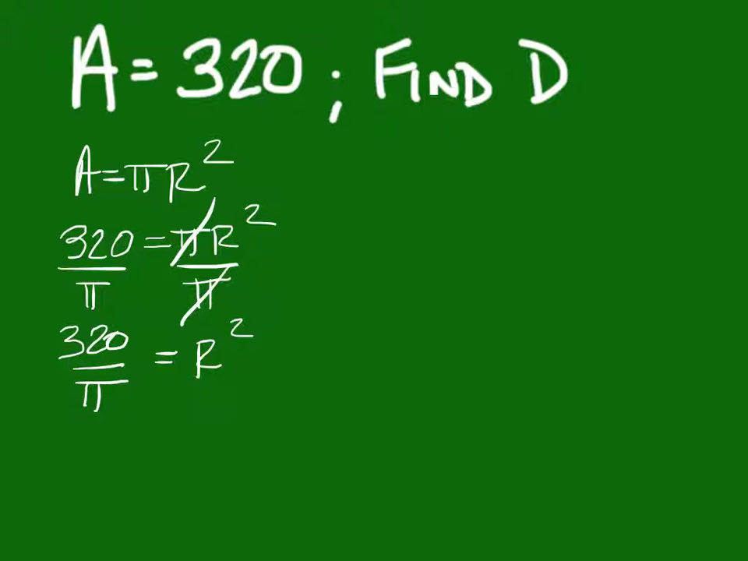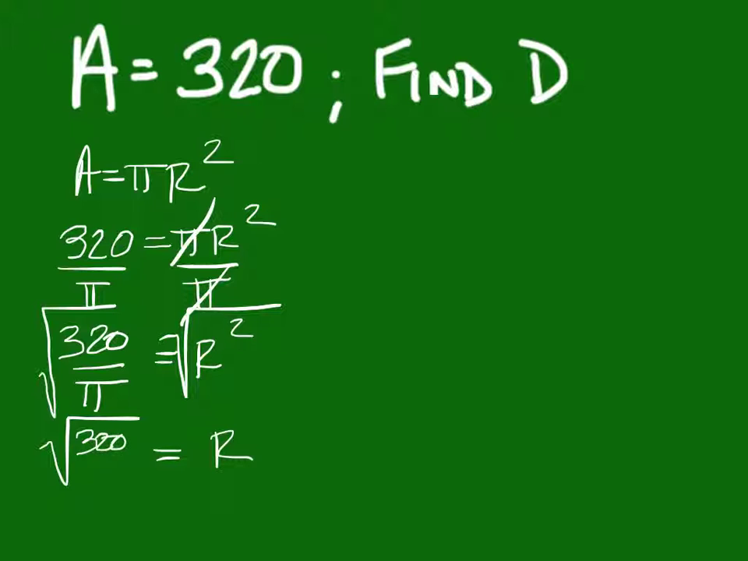We still don't have r completely by itself because it's r squared. To get it to be just r, you need the square root of both sides. That leaves you with r on the right, and then on the left you have square root of 320 over pi. Now go ahead and evaluate the square root of 320 over pi. And you should come back with 10.0925, and it's going to round to the tens place to be 10.1.